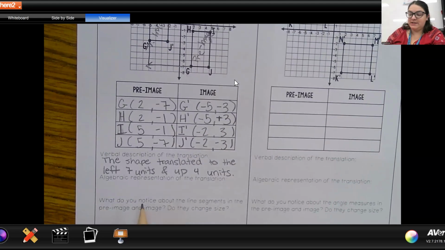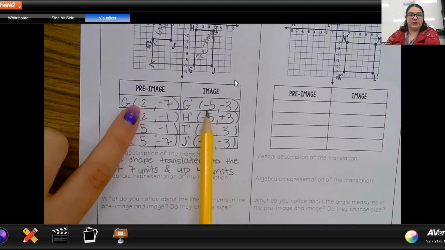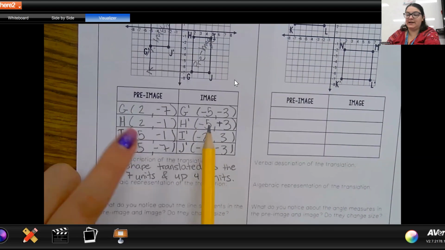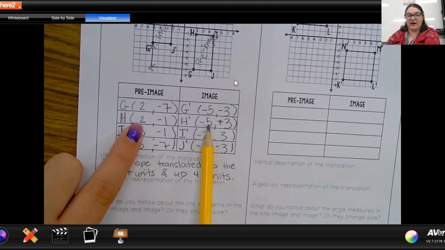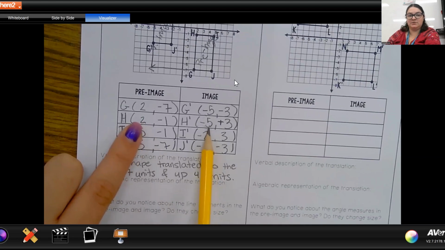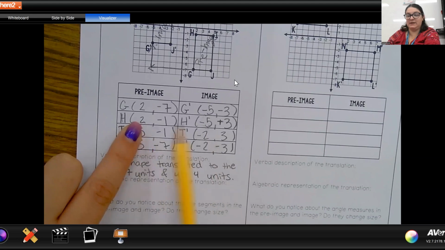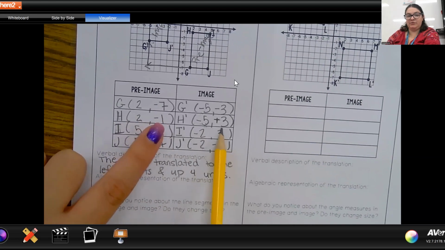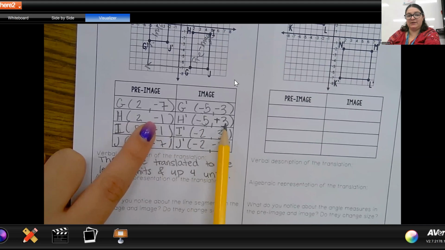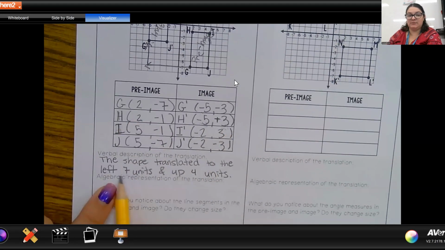Now the algebraic representation of the translation. This is actually looking at the points themselves. So if we look at our x values here, we can look at any of these. Let's just look at H, for example. My x value to go from 2 over to negative 5 is subtracting 7. 2 minus 7 gives me negative 5. Now looking at my y, going from negative 1 to positive 3 is positive 4. Negative 1 plus 4 gives me positive 3. So that's where this here actually comes in.